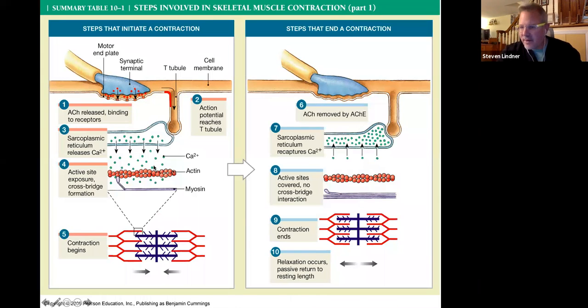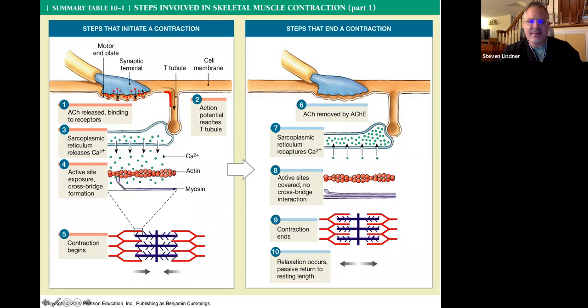Important to know, you're going to see it on the test, and you're probably going to have to put these in some sort of order. So make sure you know what's happening here in basic terms. So here is the neuromuscular junction. Here is the synaptic terminal. Here's the axon and here's the end of the axon.